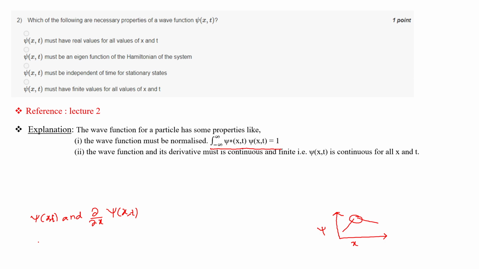Okay. So the second option, one of you has told about this option, but what I have said is that for acceptance of a wave function, it need not be the Hamiltonian of the system. It could be anything. It just has to satisfy these two conditions. On this basis, you can say that we can accept this psi as a wave function. The third point is psi(x, t) must be independent of time for stationary states.